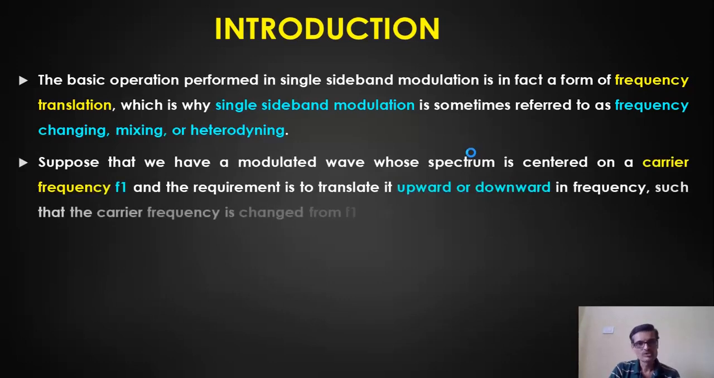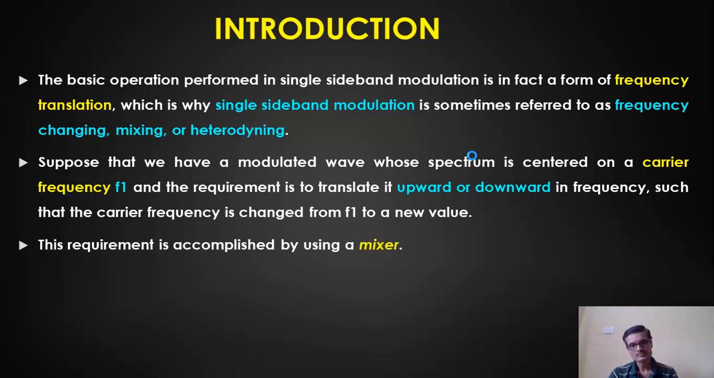Now, let us consider that we have a modulated signal, and it is centered around a frequency of say f1. Let us say that is the carrier frequency. Now, the requirement here is we need to translate this particular frequency f1 into a new frequency, maybe by increasing in the upward direction or by decreasing in the downward direction, and we want to get a new value for the frequency. So this can be done by using what is called a mixer. A mixer is a circuit which is used to increase or decrease the frequency of the modulated signal.